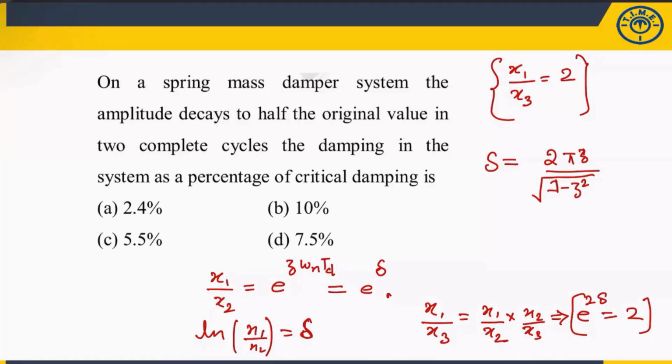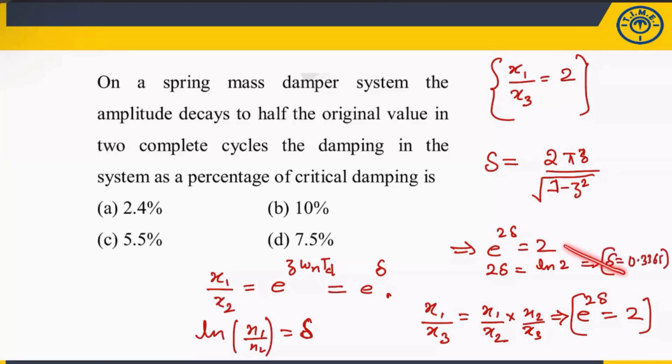Anyone got the value? So e to the power of 2 lambda is equal to 2. Can I write 2 lambda is equal to ln of 2? So from here, the lambda value you will get as 0.3365.